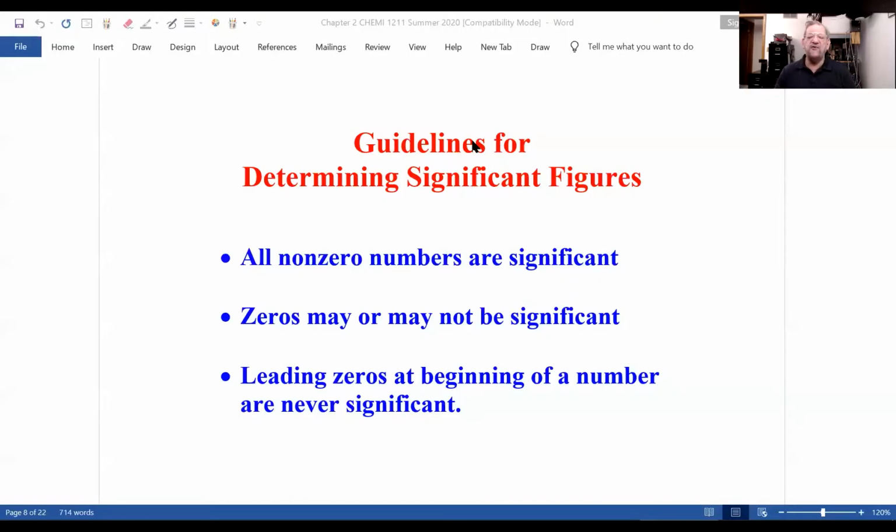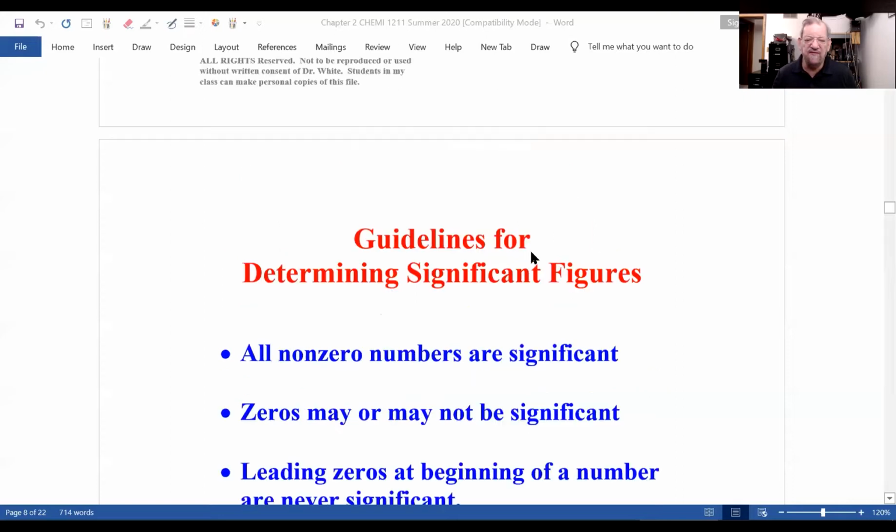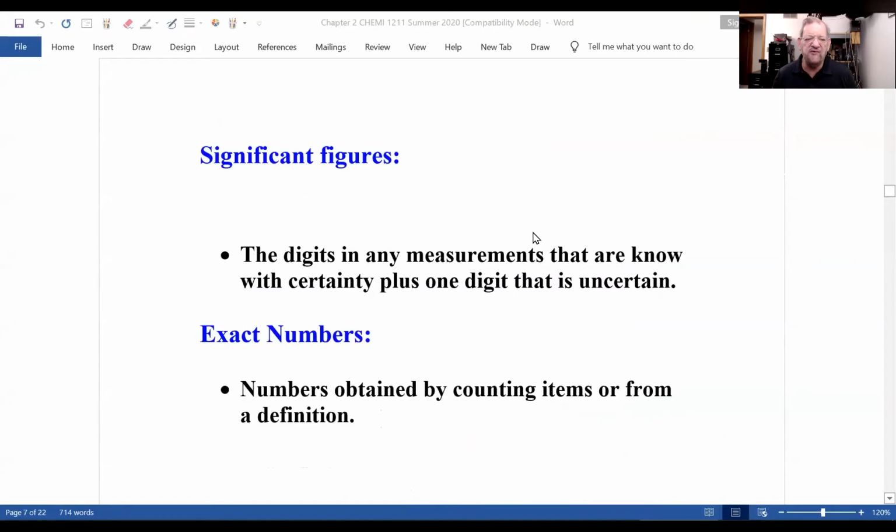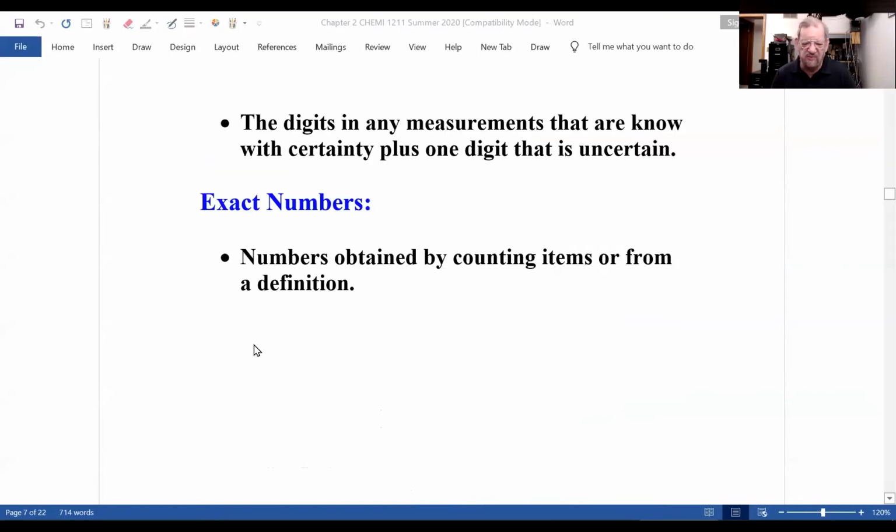All right, I was starting to talk about significant figures. When we talk about significant figures, whenever you measure something, you have numbers you get. And generally they are always that kind of measurement, whether it's length, weight, volume, or even temperature. All but the last digit are known as certain, but the last digit is really uncertain. Now there's another type, exact numbers, which are counting items or come from a definition. I'll teach you more about that.